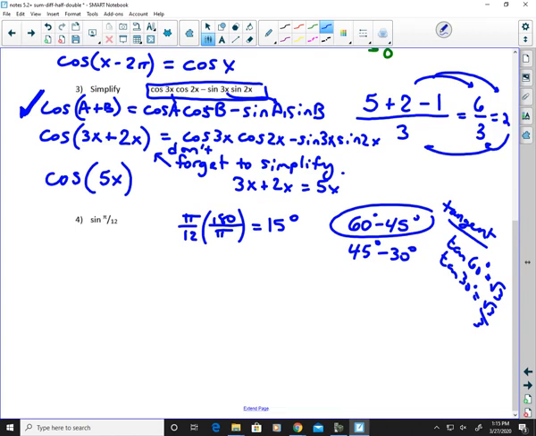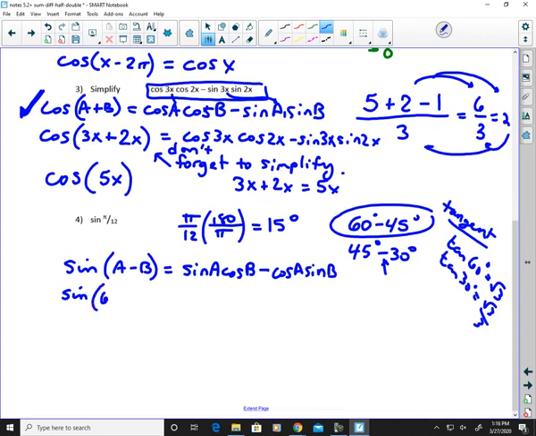So let's write our formula. It looks like we have a minus situation. We have a sine function, so it's going to be the sine minus, the difference. Minus, let's see. Yes, on the minus formula, it's minus cosine A sine B. Okay, so there's that. And then I don't know which one you've decided to use, but I think I'll go with the 60 minus 45. So sine of 60 degrees minus 45 degrees.